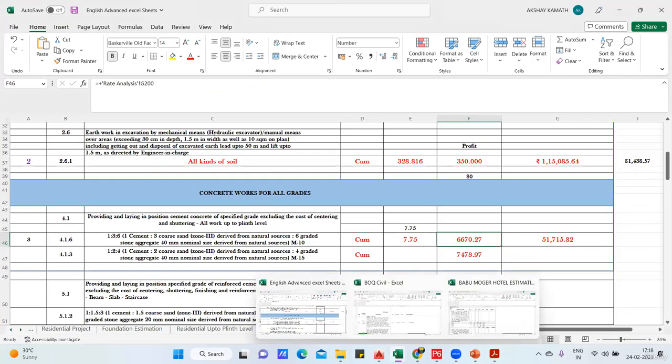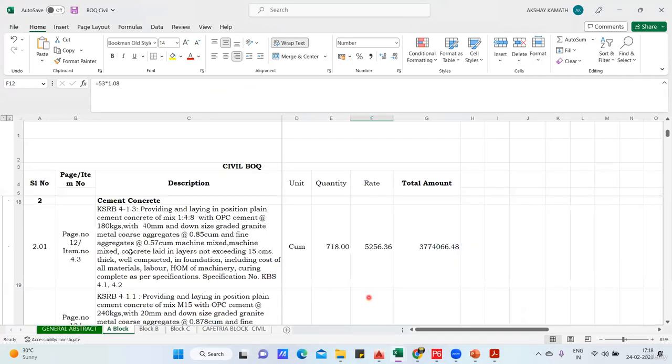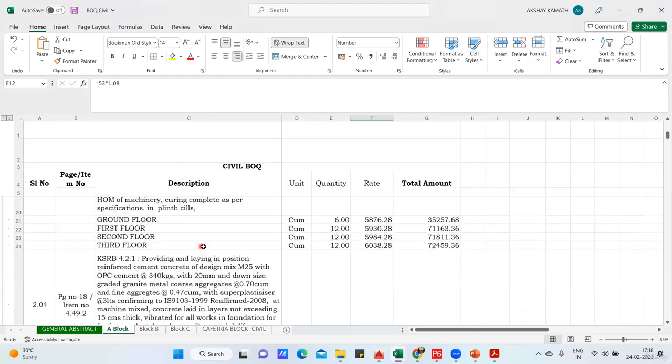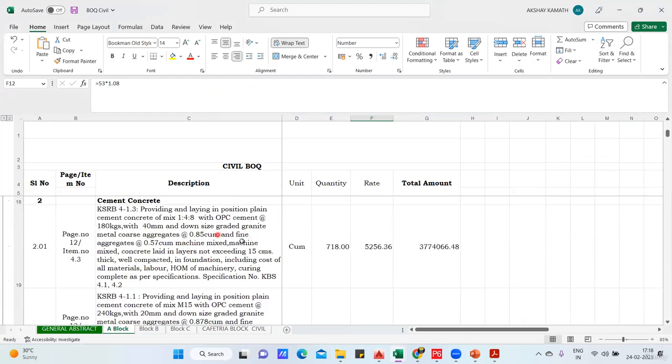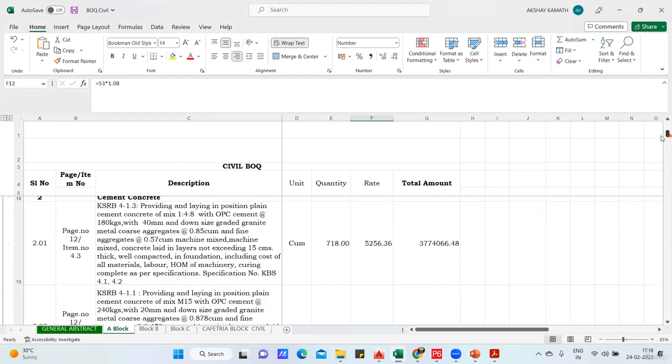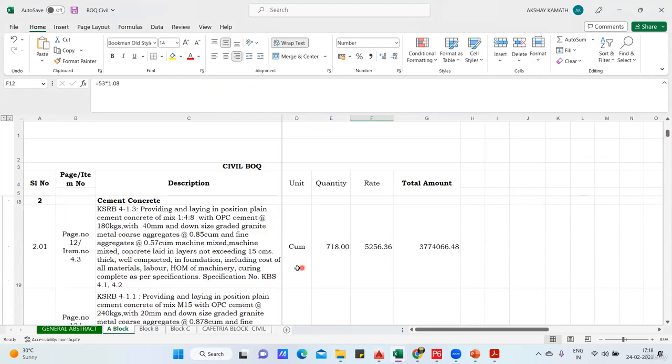Now I'll show you one more BOQ. This is one more BOQ I have. Here they have written M15. Fine. See here, this is one more BOQ. I'll attach the same BOQ. You can even download and go through this.